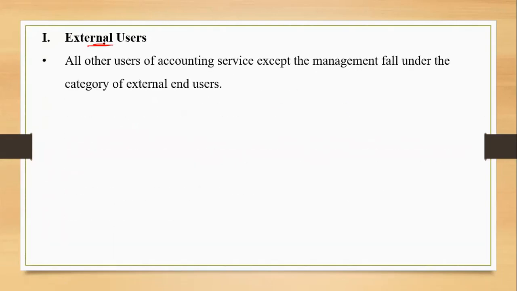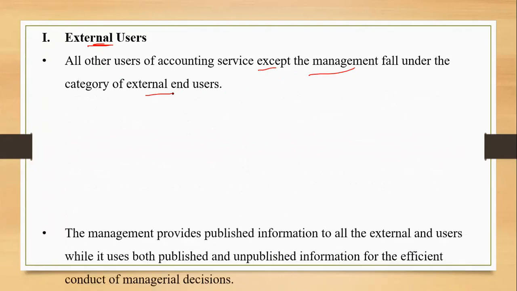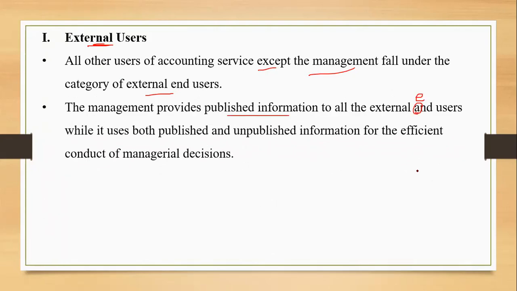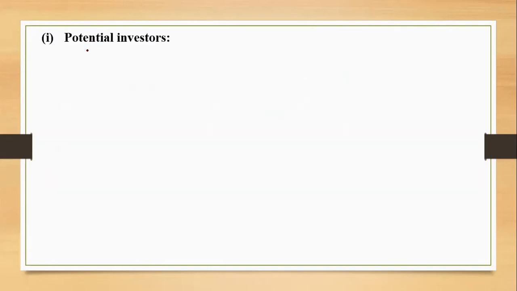Now let us talk about the external users. All those users of accounting information except the management fall under the category of external users. The management provides published information, as I was telling you when I was sharing the information about the management. Management would like to have published as well as unpublished information, but external users have only published information.